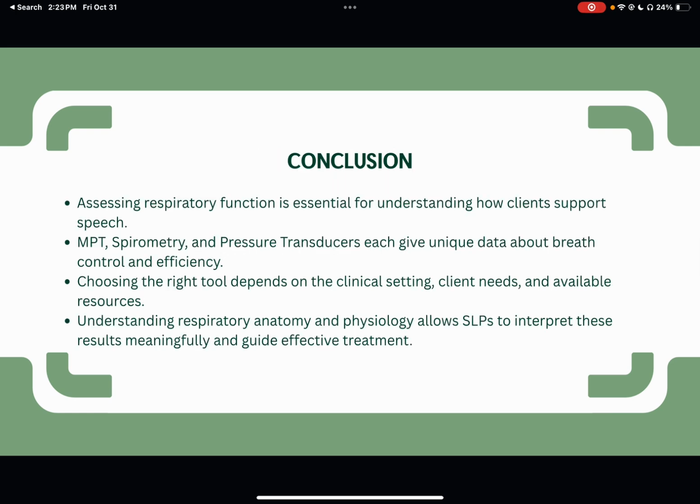To wrap things up, assessing respiratory function is an essential part of understanding speech production. Each of the three tools we discussed, the MPT, spirometry, and pressure transducers, offers unique information about breath control and efficiency. By connecting what we know about respiratory anatomy and physiology with these assessments, speech language pathologists can interpret the data more effectively and tailor the treatment for each client's needs. In the end, understanding the breath behind the voice helps our clients speak more confidently, clearly, and comfortably.